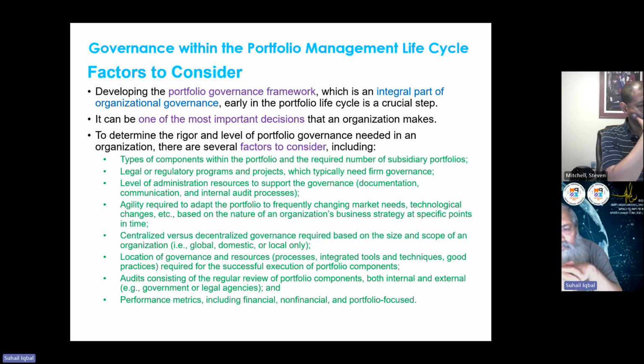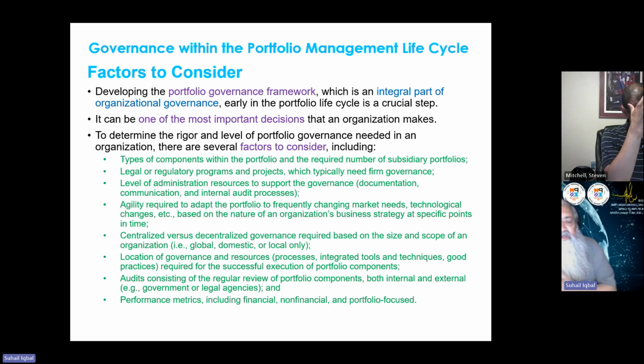Legal or regulatory programs and projects, which typically need firm governance. Level of administration: what level of administration, what permissions are allowed, how communications are to be done, how much agility is required to adopt the portfolio, because it is highly flexible, highly adaptable. So naturally, there is a sense of agility in it. How can we apply agility? Now, this is also one of the leading research subjects nowadays, that is agility at the organizational, business, and even portfolio level.